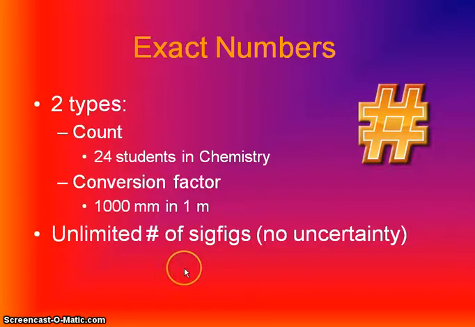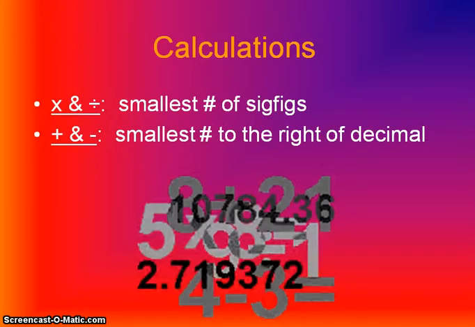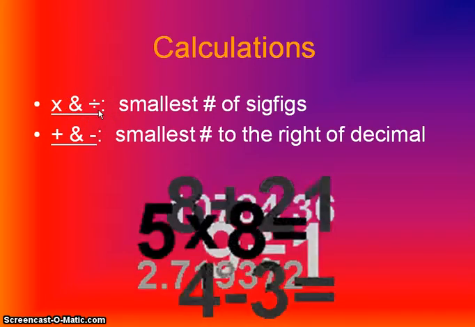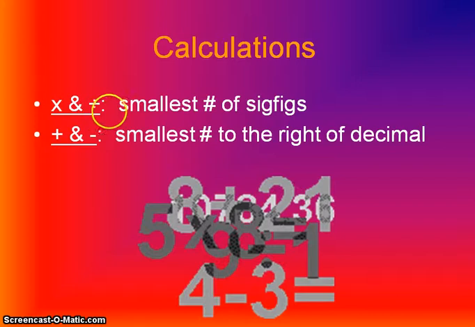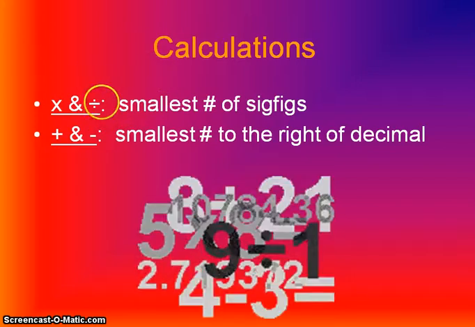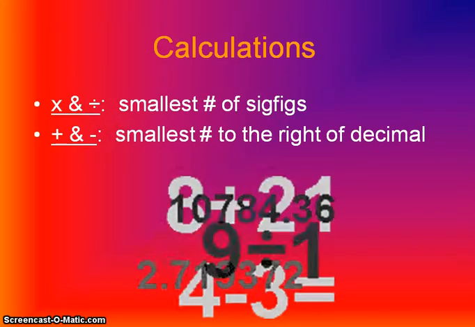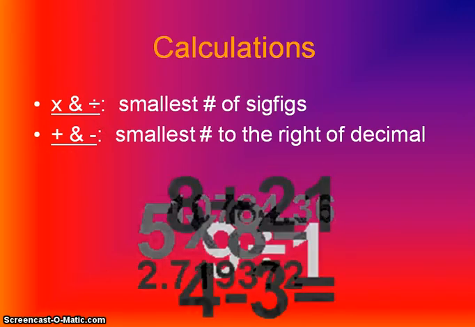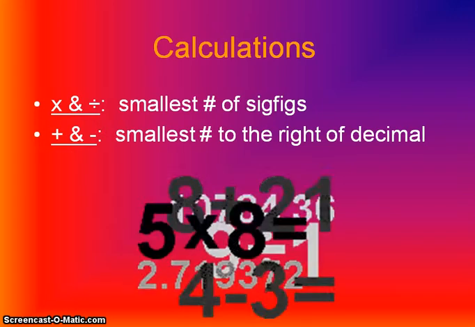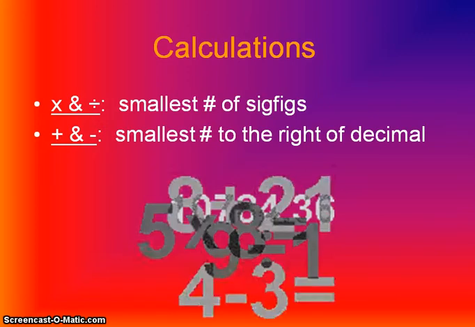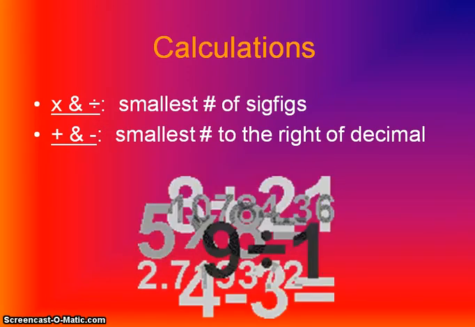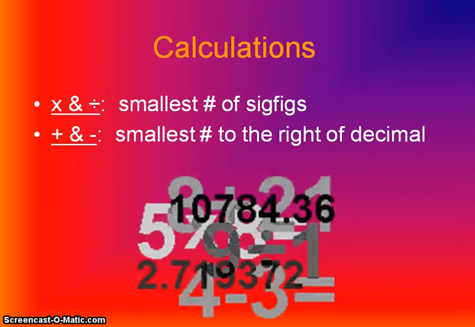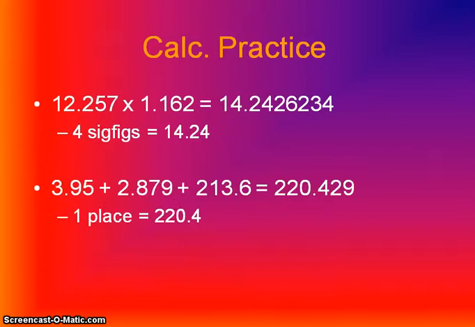Now when doing calculations, whenever you're multiplying or dividing, your answer should always have the same number of significant figures as the smallest number of significant figures going into the problem. With addition and subtraction, you're not looking at the significant figures, you're looking to the places to the right of the decimal. The smallest number that goes into the problem to the right of the decimal is how many you want in your answer. Here's a couple examples on that.